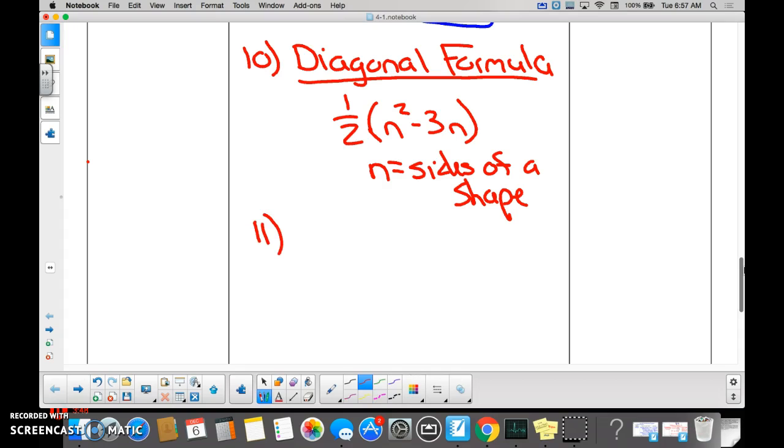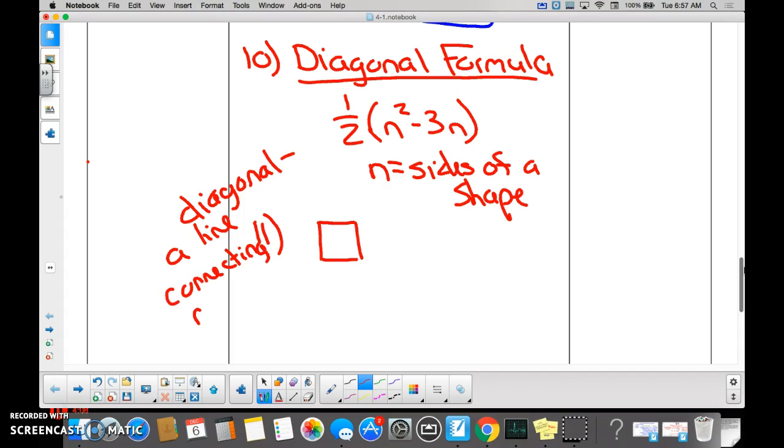So I want you to add number 11, and we're quickly going to draw a square, and we are going to evaluate the number of diagonals in a square. First of all, it's important that you know a diagonal, and you can add this to your notes wherever it makes sense. A diagonal would be a line connecting non-consecutive vertices. A line connecting non-consecutive vertices.